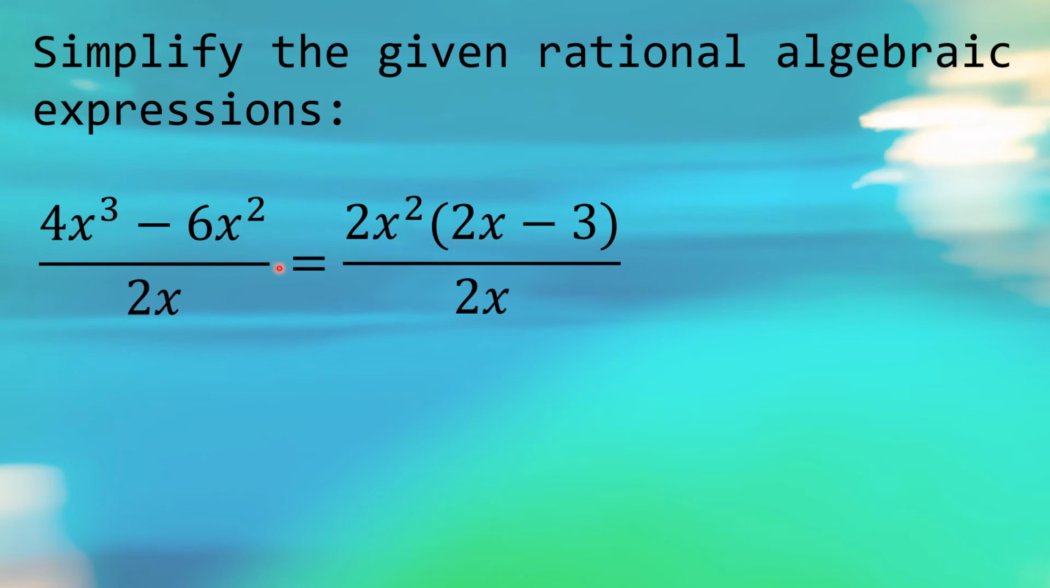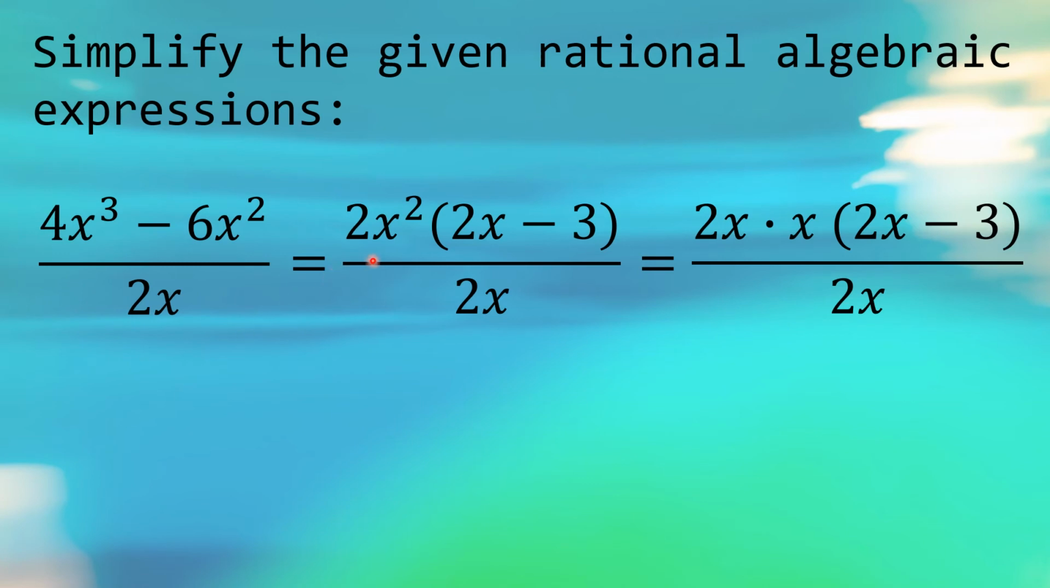2 times 2 is 4. X squared times x is x cubed. 2 times negative 3 is negative 6. X squared times 1 is x squared. So, tama na yung factors natin and then we will just copy the denominator which is 2x. Now, let us now simplify this given.